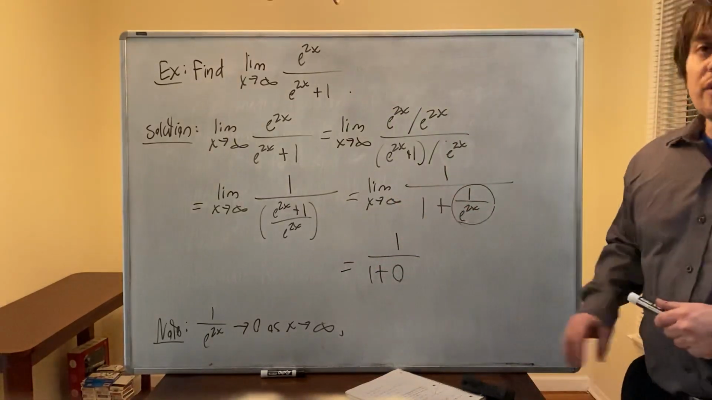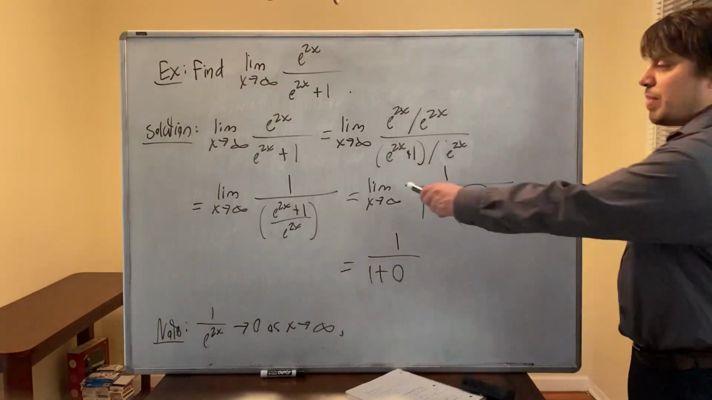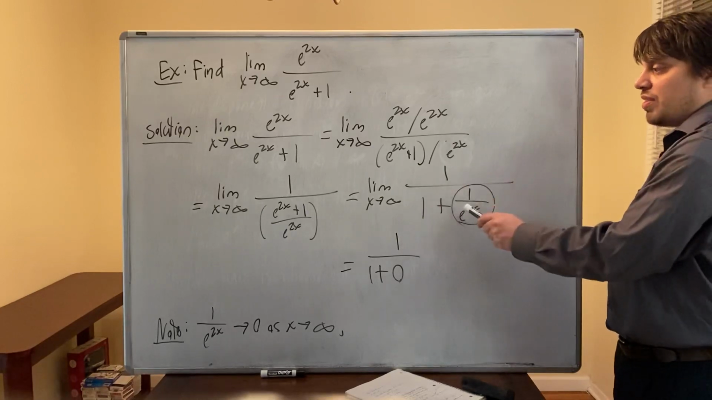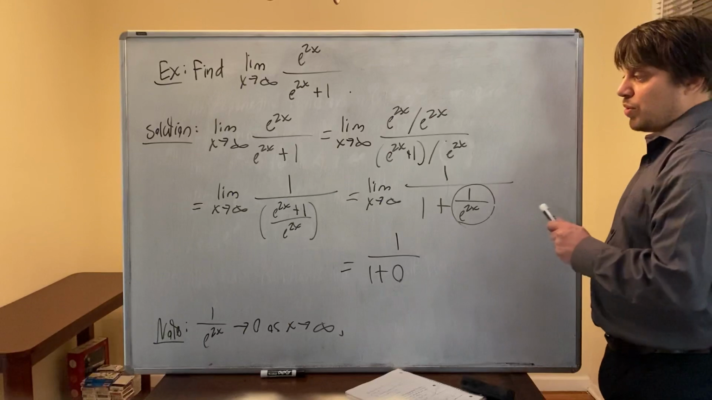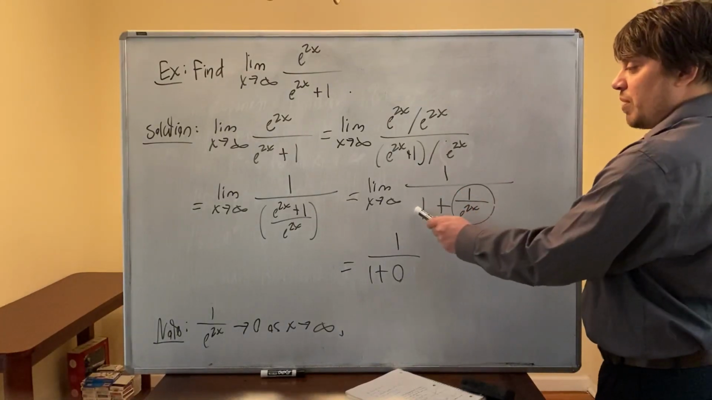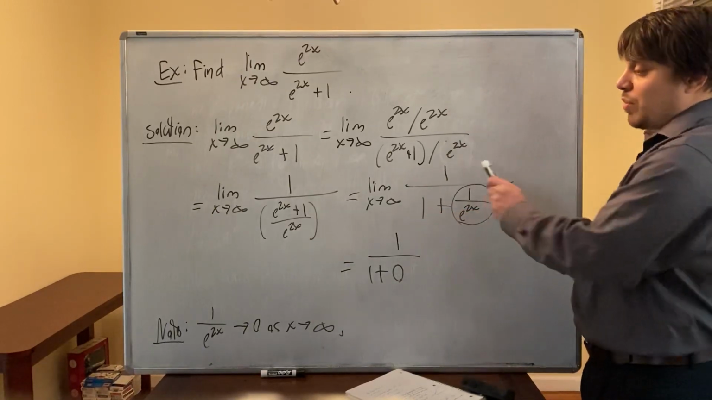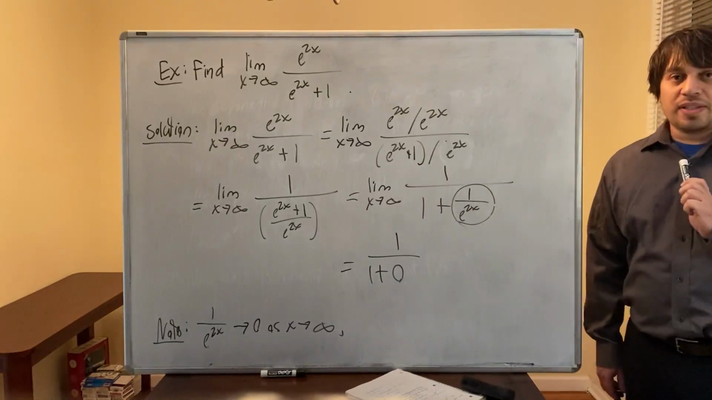There's lots of limit laws, and so we're applying a bunch of limit laws in this one equal sign. We're saying the limit of 1 over 1 plus 1 over e to the 2x is equal to the limit of 1 divided by the limit of 1 plus 1 over e to the 2x, which is equal to 1 over the limit of 1 plus the limit of 1 over e to the 2x. The limit of 1 is 1. So you get 1 over 1 plus the limit of that, which is 0. I said that really fast.